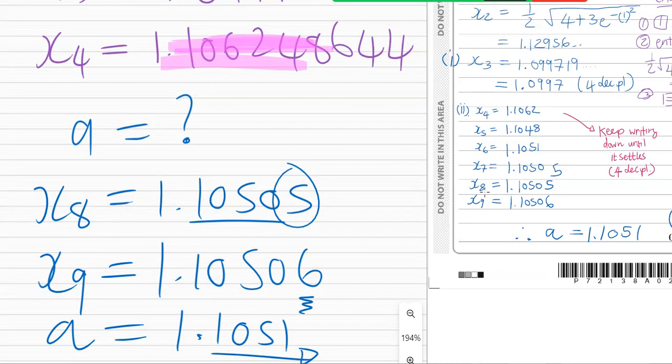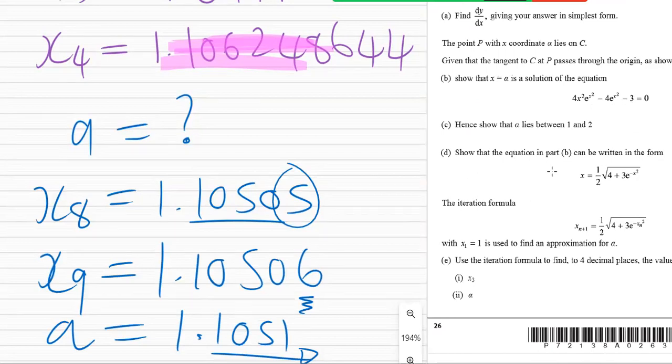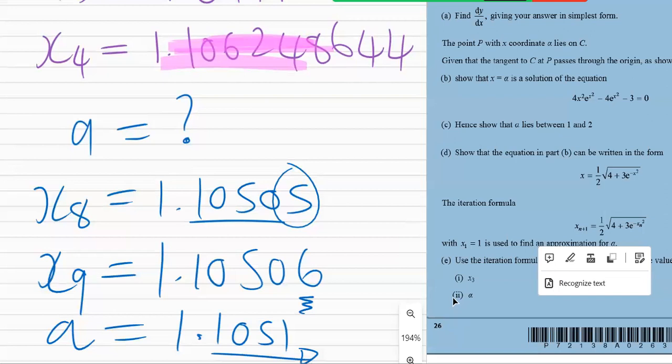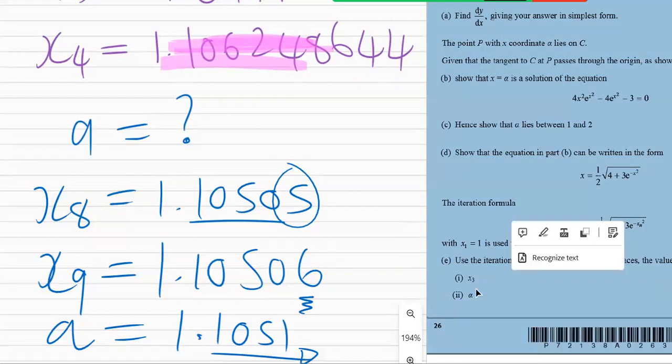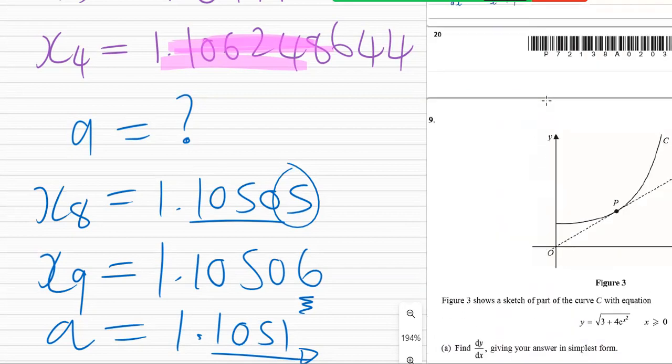I think that's the end of the question. I just want to make sure that we covered everything. It asked for x3, which we did to 4 decimal places, and the closest iteration, the value of a. Good. That's the end of question 9.